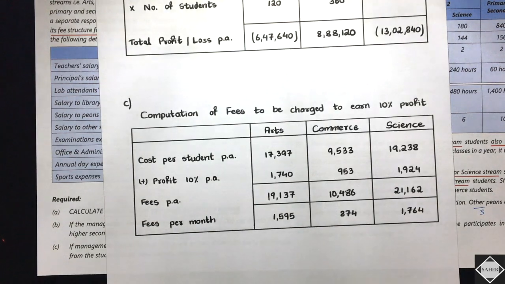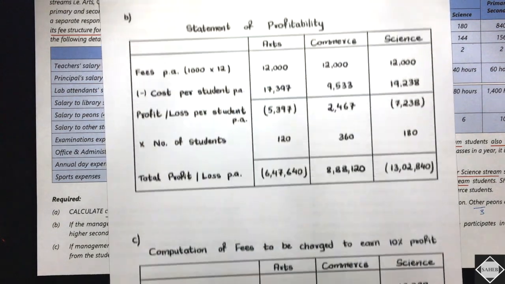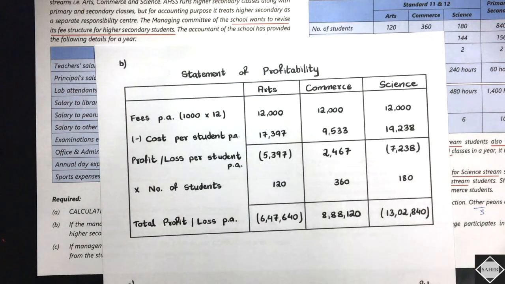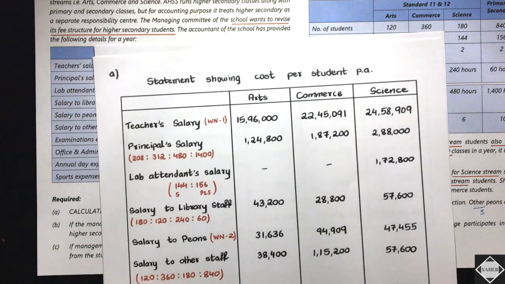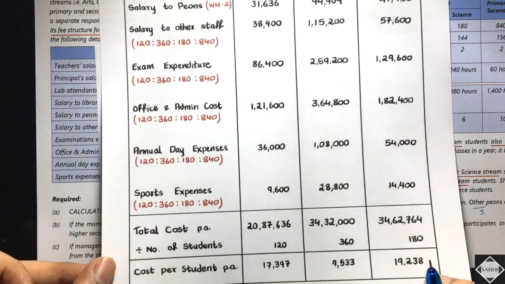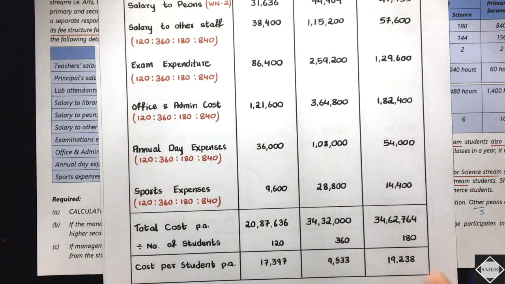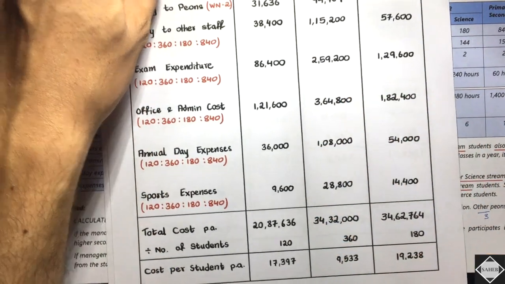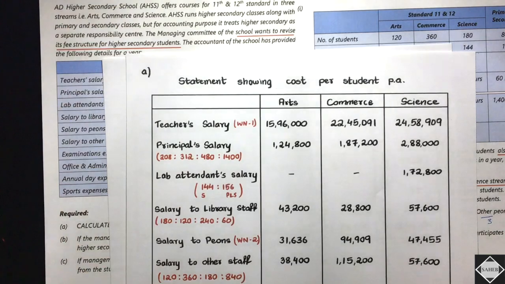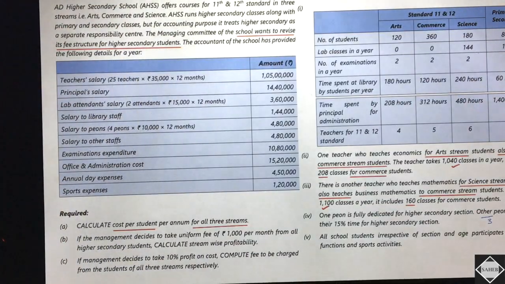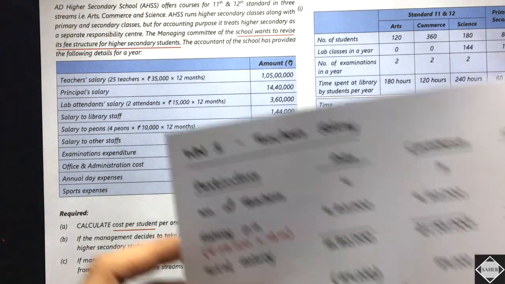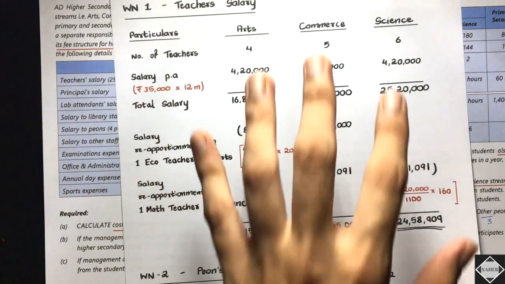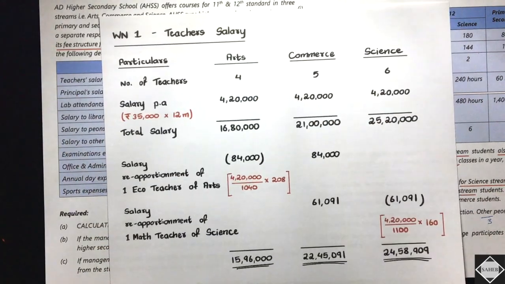Really simple and straightforward. There is nothing difficult in this. All right, I hope you have understood. See, statement showing cost per student per annum, just allocation was there over here. This is not a difficult question. It is just a bit lengthy because of all these ratios and repetitive work, but believe me, it's an easy question. The only slightly complicated part is regarding the teacher's salary. That also you easily understood.